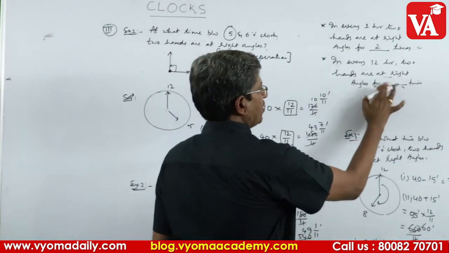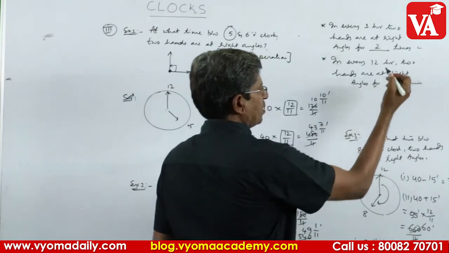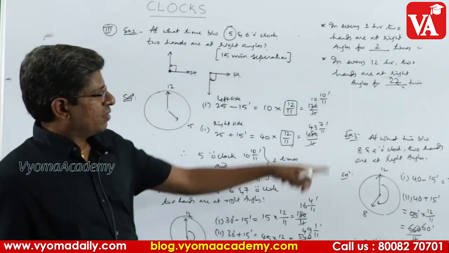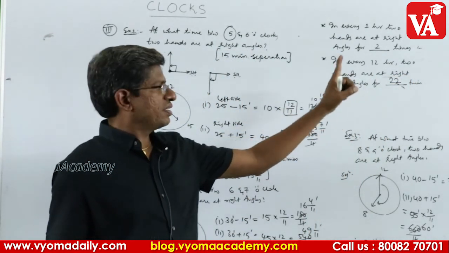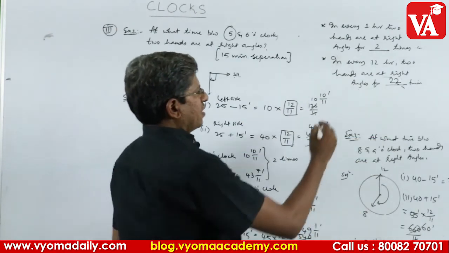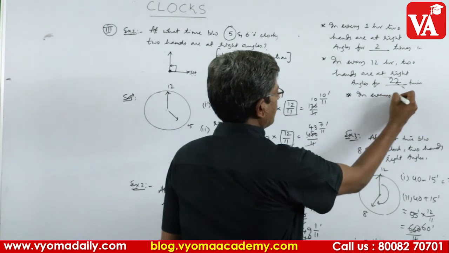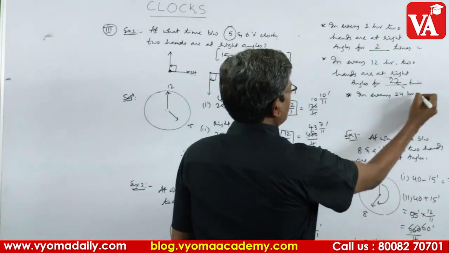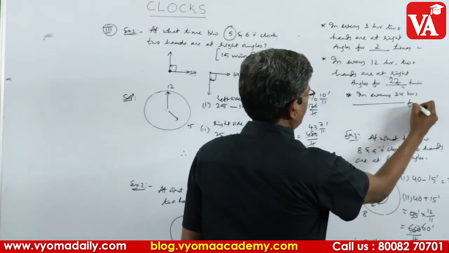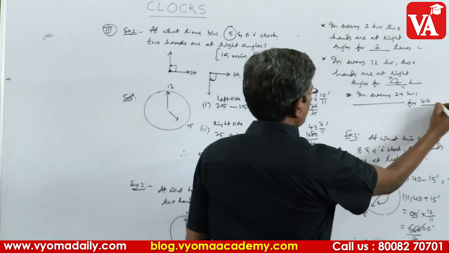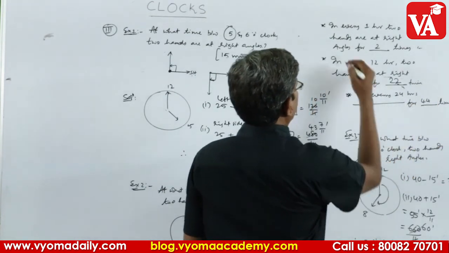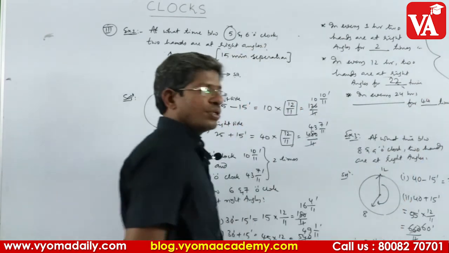Therefore in every 12 hours we get 22 times. Okay, don't make that mistake: not 24, it's 22 times. And next you can extend naturally. In every 24 hours in a day, the two hands are at right angles how many times? 22 plus 22, you will get 44 times. So these are the conclusions for the third model.